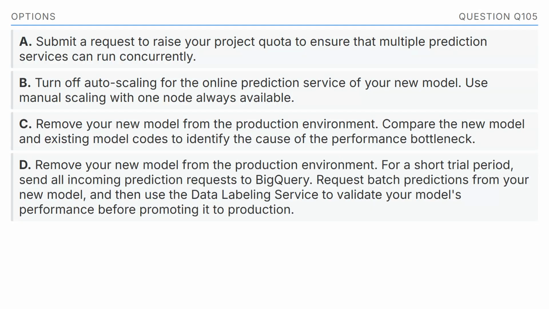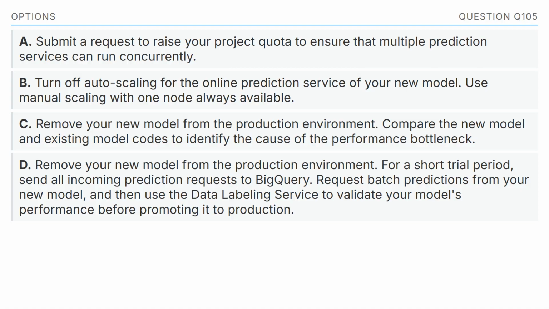The options are: Option A, submit a request to raise your project quota to ensure that multiple prediction services can run concurrently. Option B, turn off auto-scaling for the online prediction service of your new model. Use manual scaling with one node always available. Option C, remove your new model from the production environment. Compare the new model and existing model codes to identify the cause of the performance bottleneck.